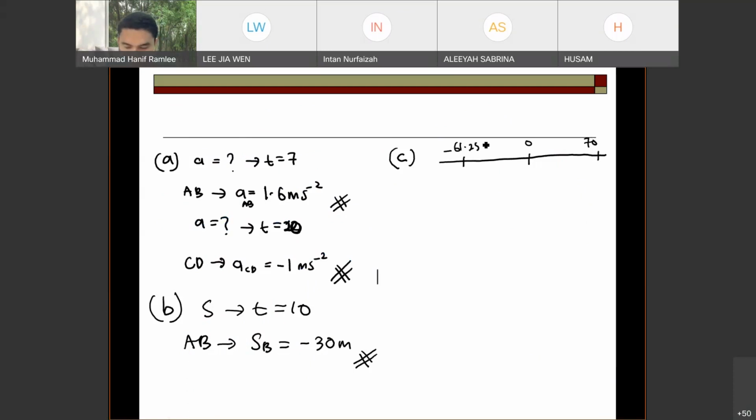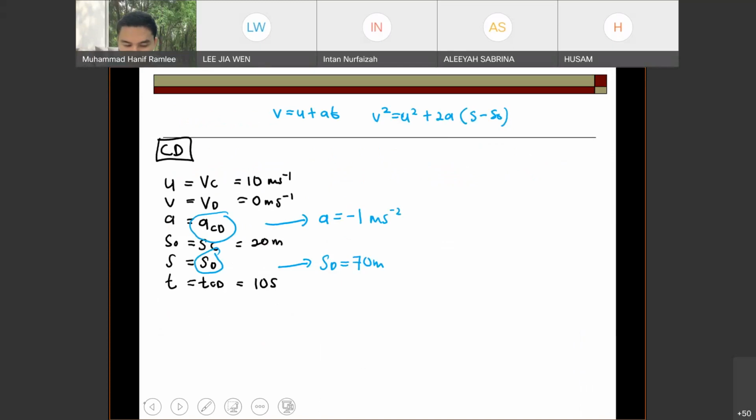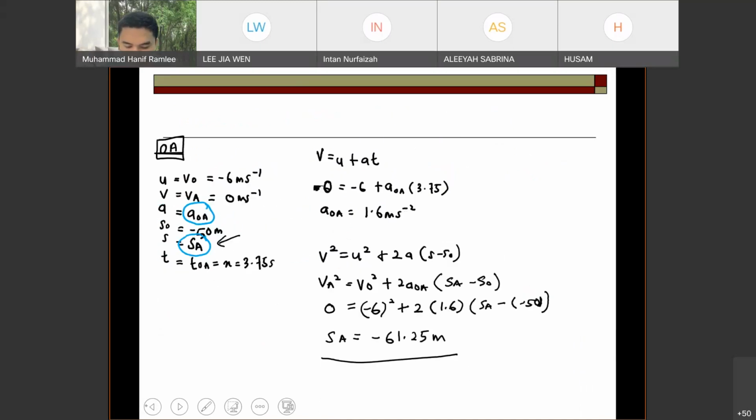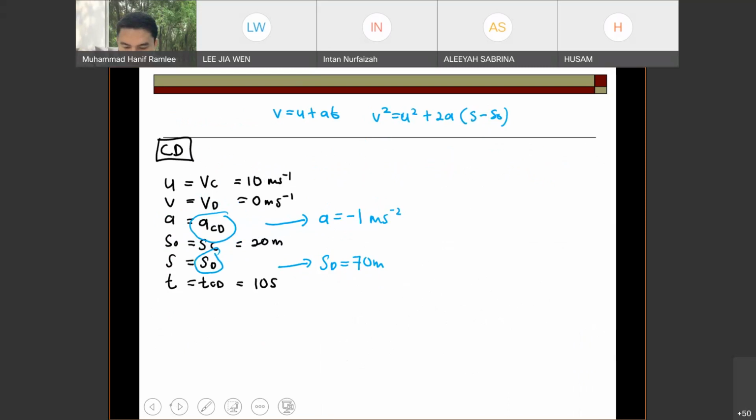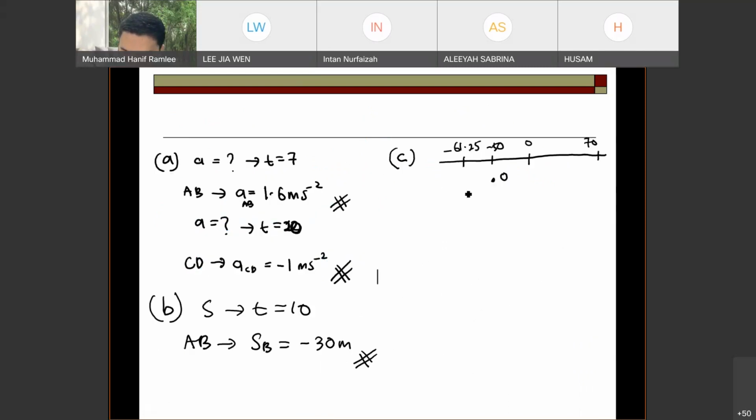The S note is the initial one, which is -50. So you can put point O here, starting from O. And O to A, we have SA, which is -61.25 here. So you can put the second point for A here. The third point is SB, which is -30, so I put -30 here.